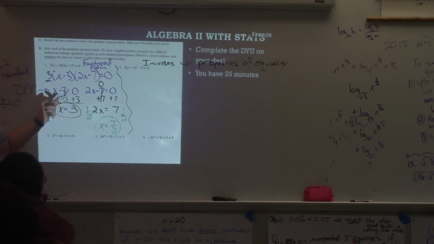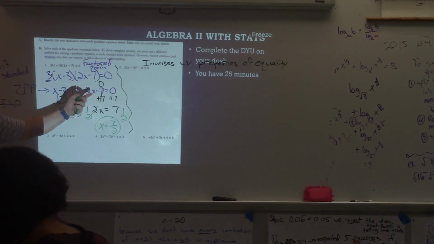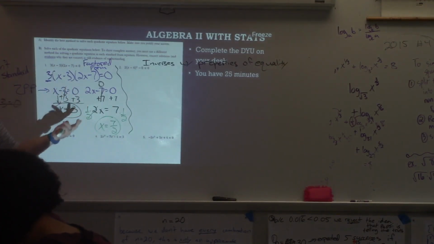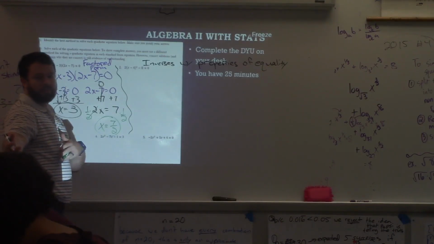Guys, notice how many times do I see my variable? So I use inverses with properties of equality. How many times do I see the variable here? So I use the inverses with properties of equality. If you only see the variable one time, the inverses with properties of equality is a great option every single time. Now, you mentioned order of operations.